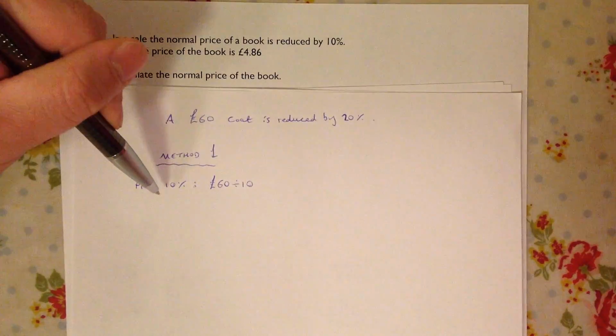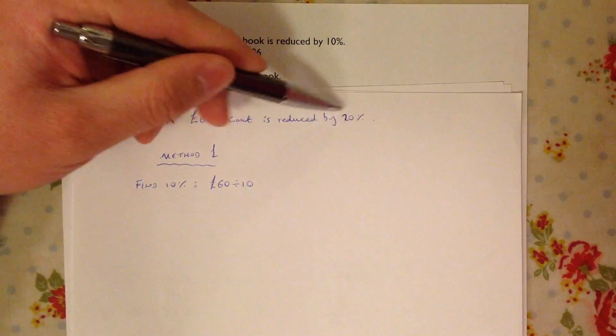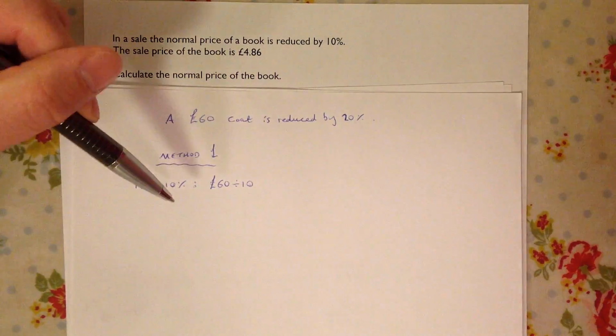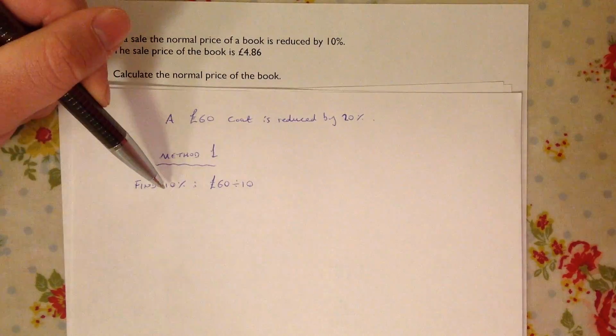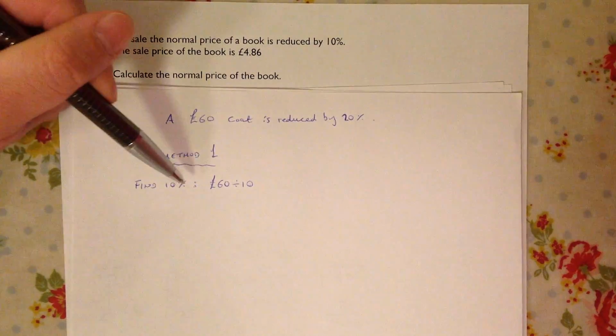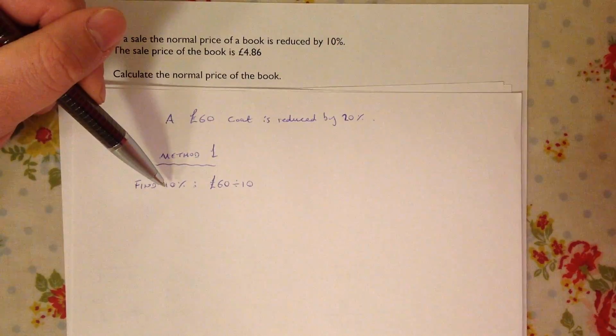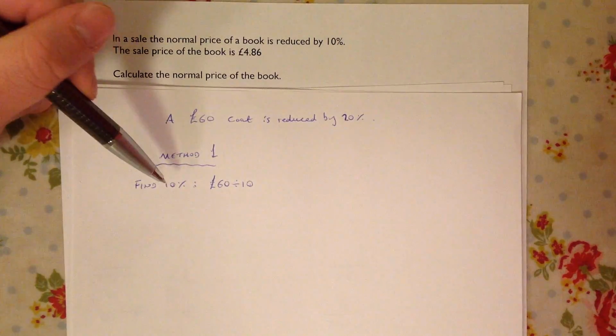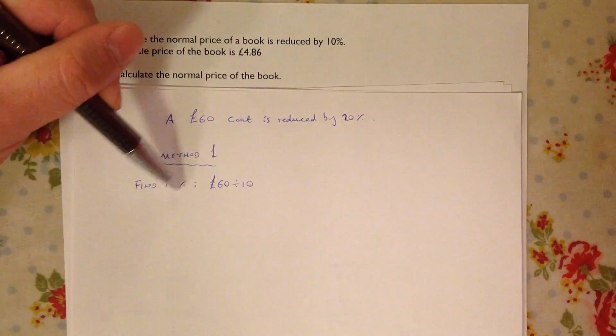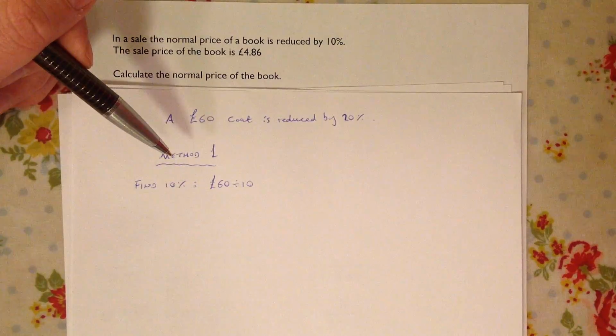So for example, if I wanted to find 20%, and I know that's what I'm trying to do here, but I'm going to do it in two steps instead. To find 20%, I'd divide by 5, because there are 5 20%s in 100%. So it's really important that you understand how many 10%s make up your total amount.